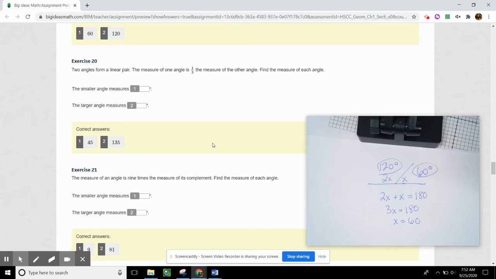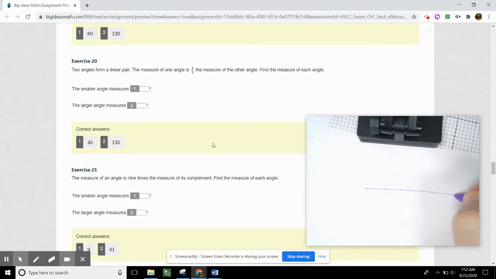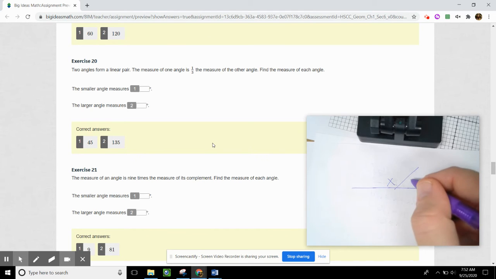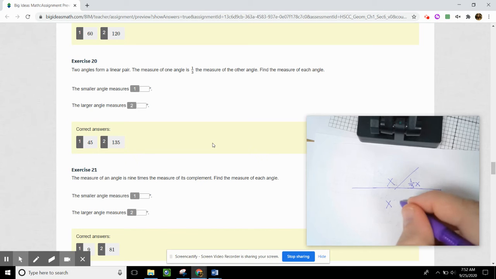Number 20. Two angles form a linear pair. Okay, so same kind of idea. Maybe start with the diagram. The measure of one angle is 1/3 the measure of the other. So if this one is x, and then the smaller one would be 1/3 of x, we could say x plus 1/3 x equals 180.